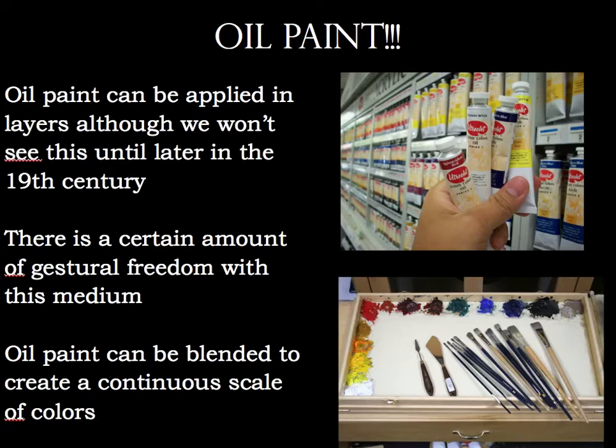Oil paint can be applied in layers, and we won't see this until later on in the semester when we talk about Vincent van Gogh. He's the first artist who creates paintings done in impasto. We also have a certain amount of gestural freedom with this medium. Again, we can think about a Van Gogh painting such as The Starry Night, where we see his gesture of the path his arm took to create that painting. Oil paint can also be blended to create a continuous scale of colors, so we don't have any gaps as we do in the colors, for instance, of fresco painting.